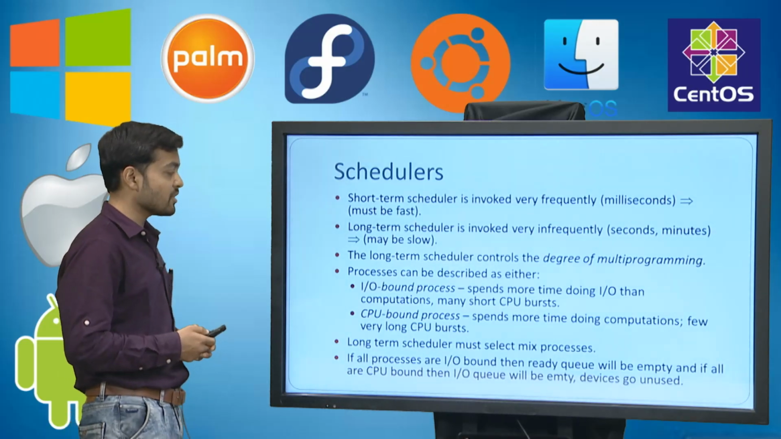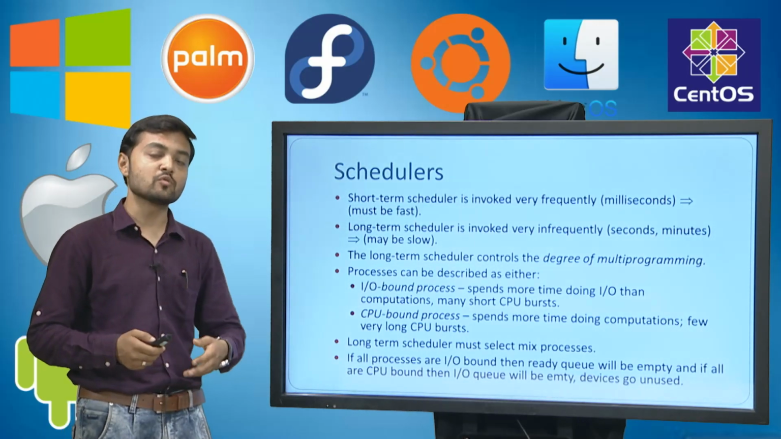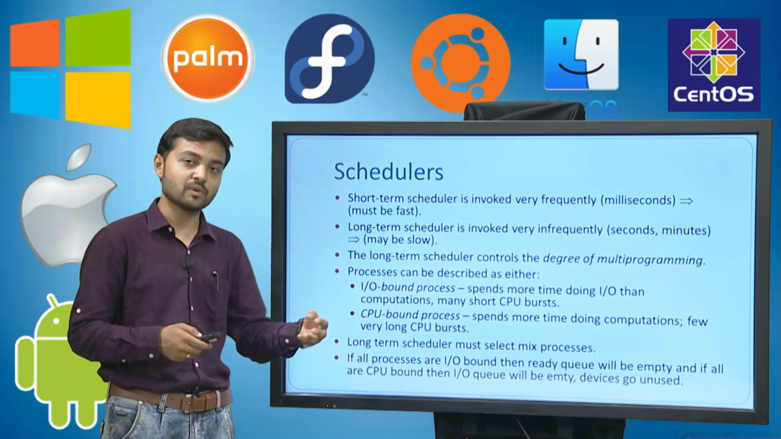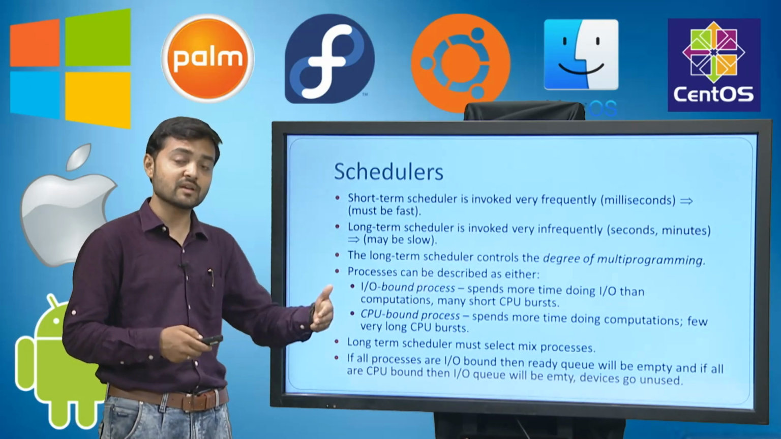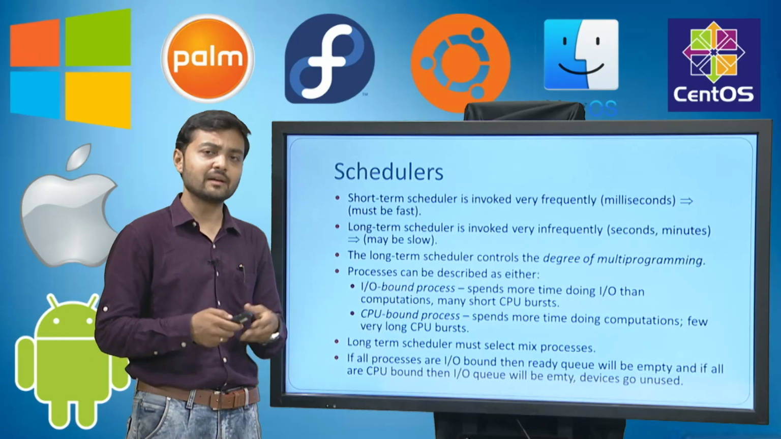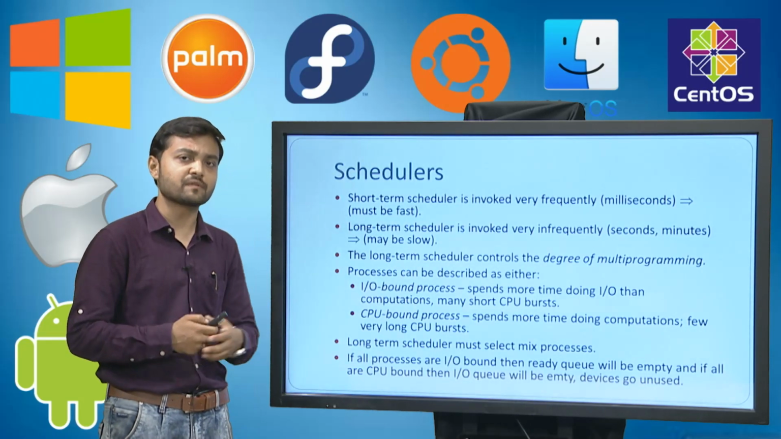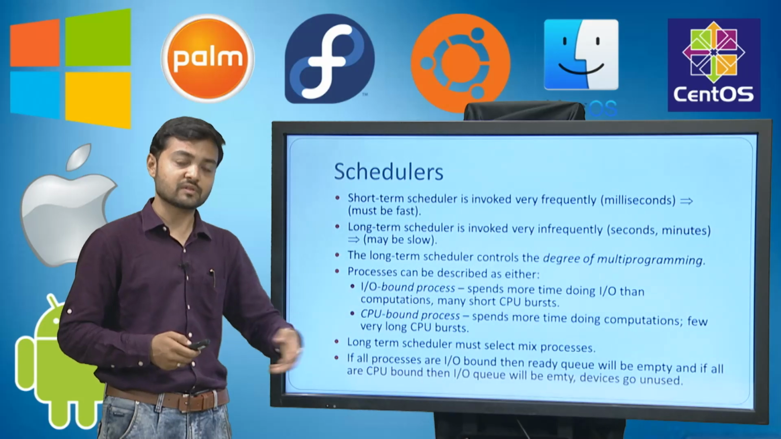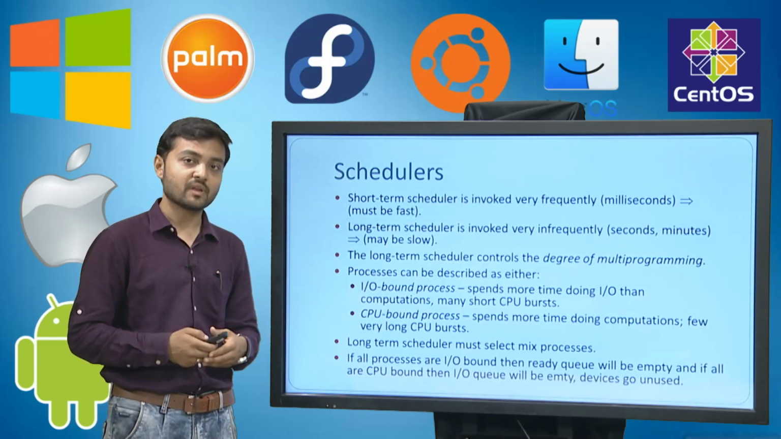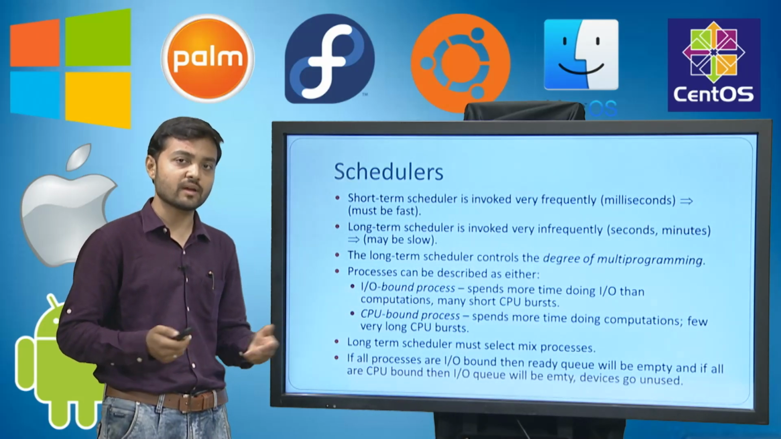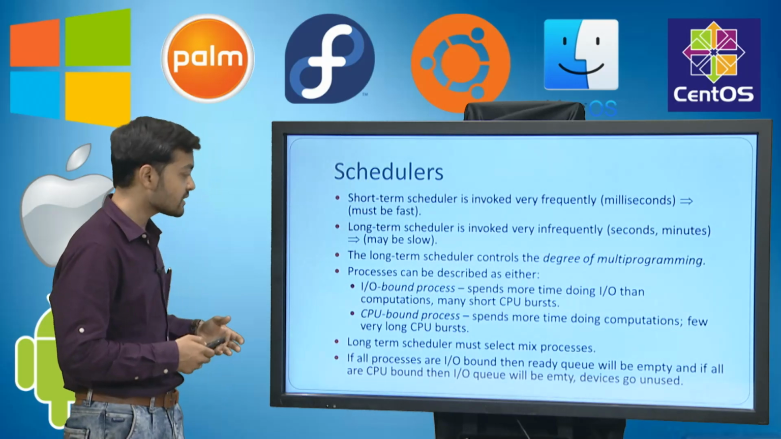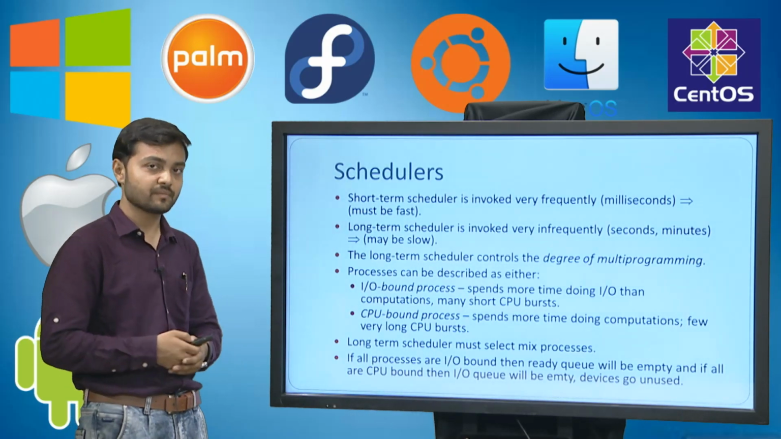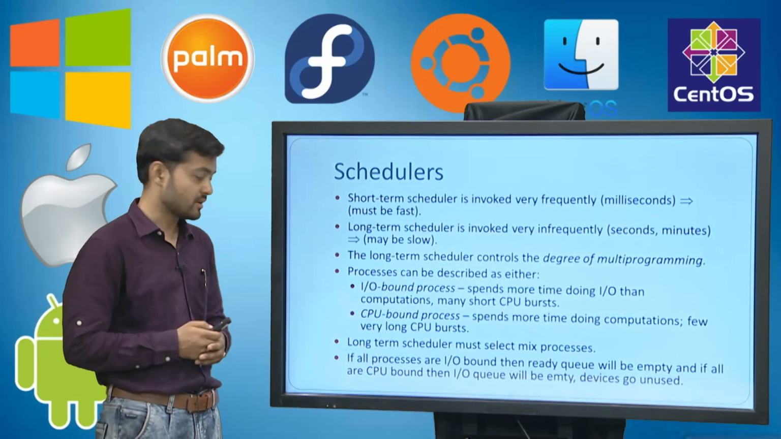The processes can be of two types: one is IO bound and the other is CPU bound. IO bound processes require IO most of the time and require the CPU for a very short amount of time, whereas CPU bound processes require the CPU for most of the time and for a very short duration require IO. It is the task of the long-term scheduler to select a mix of these processes for residing in main memory.